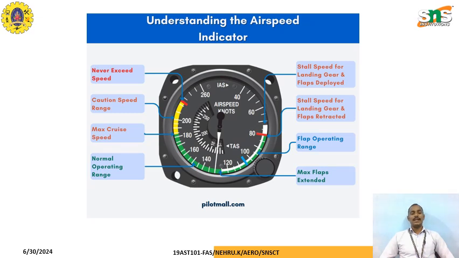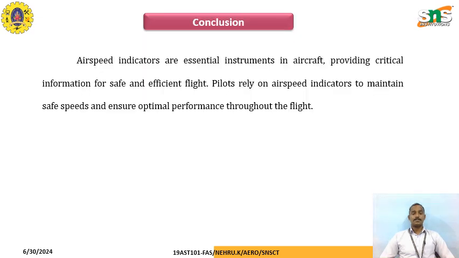When it reaches 180 knots, the maximum cruise speed is attained. Once it reaches 200 knots, the caution speed range starts, and at 210 or 220, the never exceed speed should be monitored. So this indicator shows what level we are flying and what range it has to be, the safe range, the warning range, or the never exceed range.